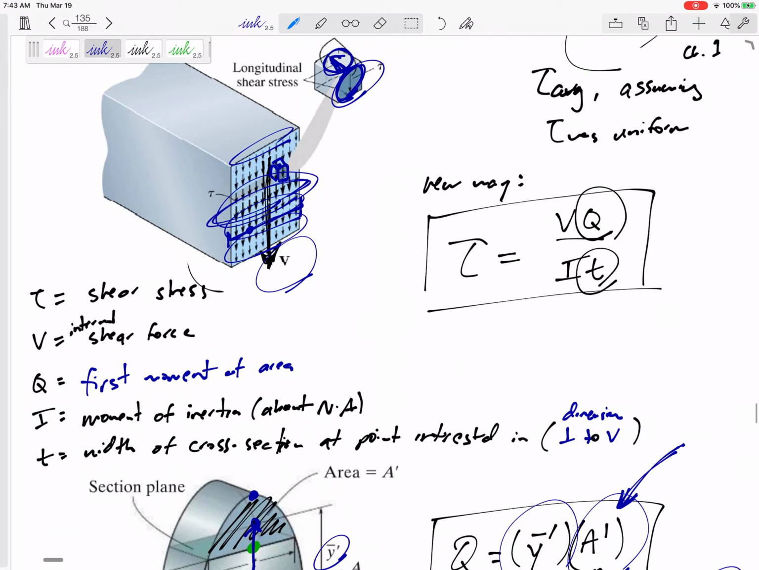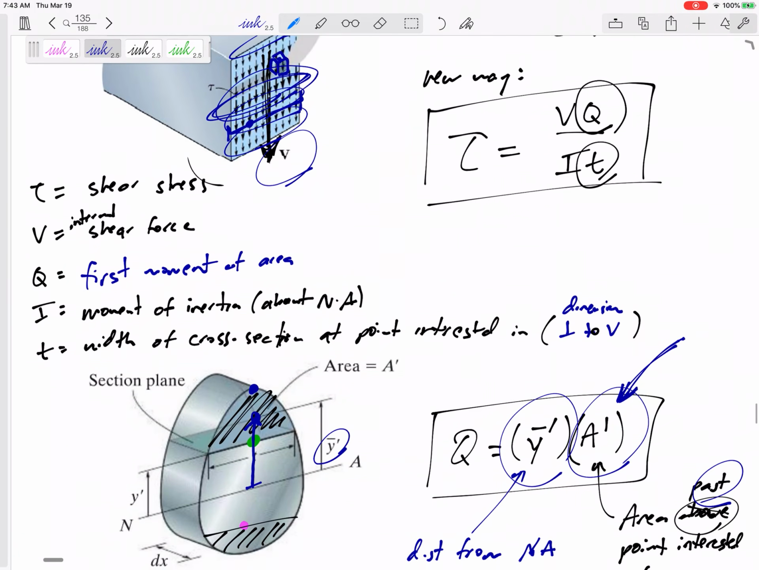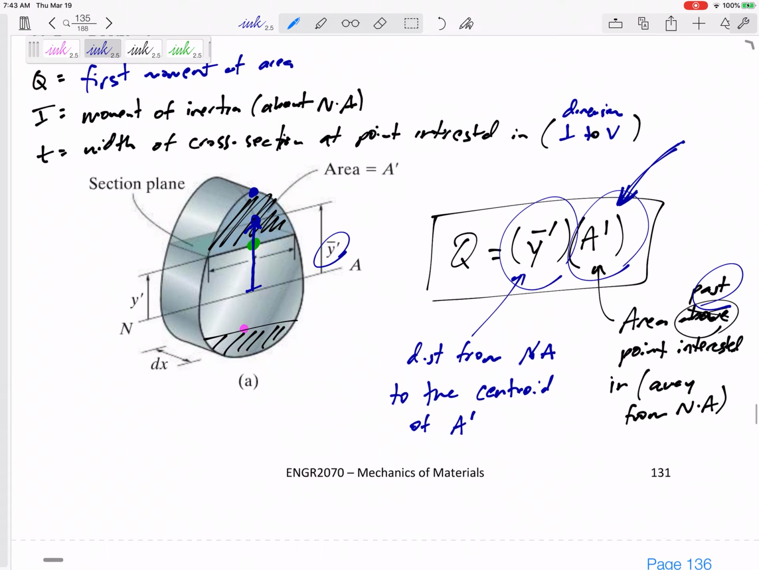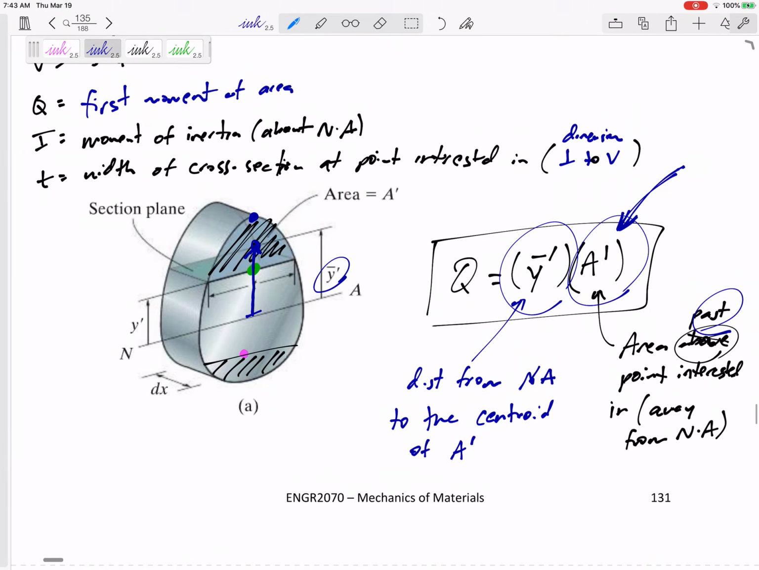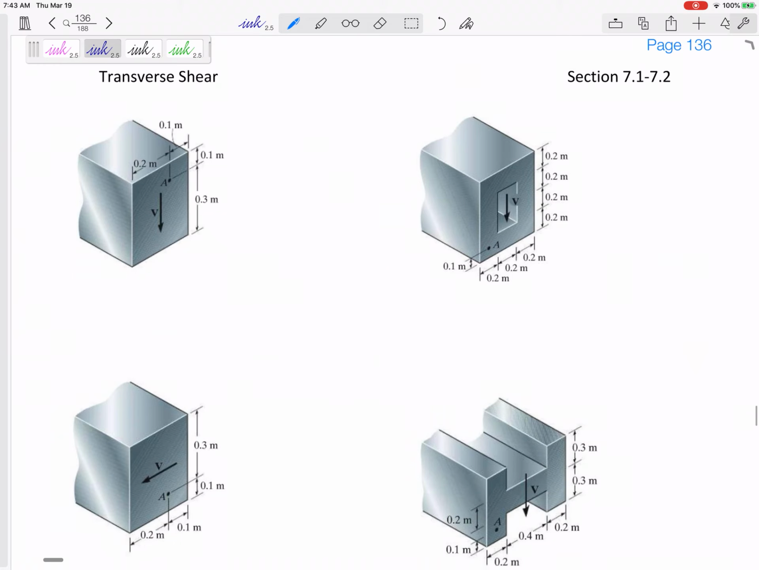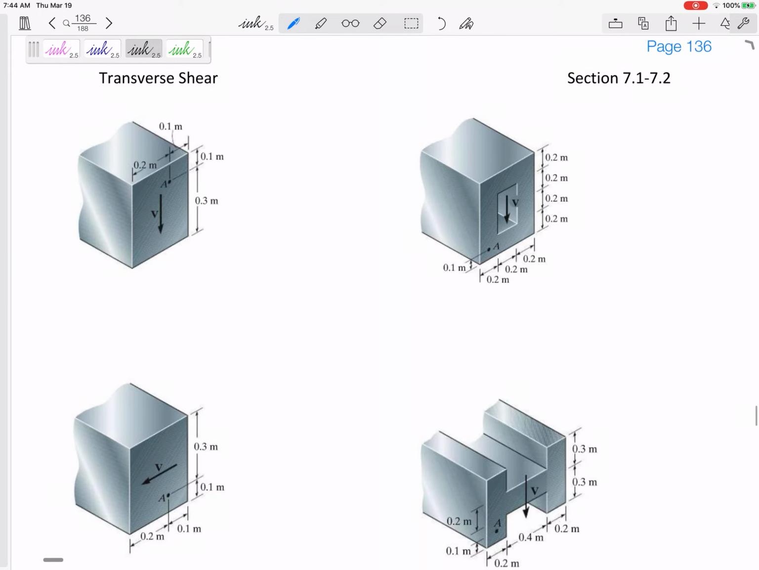All right, VQ over IT. Q is Y bar prime A prime. Got it? All right, so let's practice. Not the VQ over IT just yet, but let's practice this Y bar prime A prime on this next page for all these different shapes.